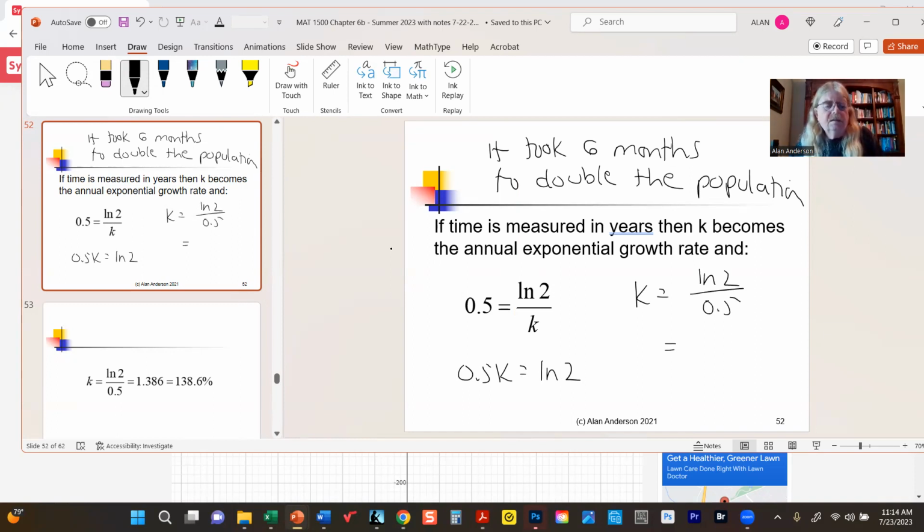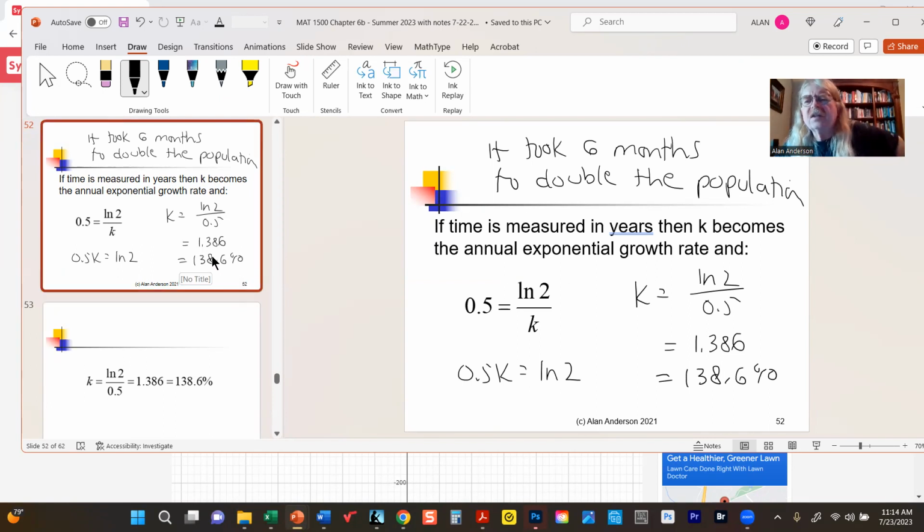All right. Let's get that. Log 2 divided by a half. Oh, 1.386. 138.6% is the annual growth rate in the population, which makes sense because it took less than a year to double the population. So the growth rate is pretty high, 138.6%.